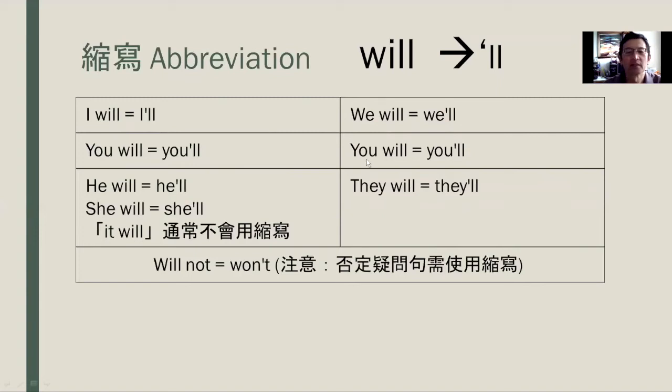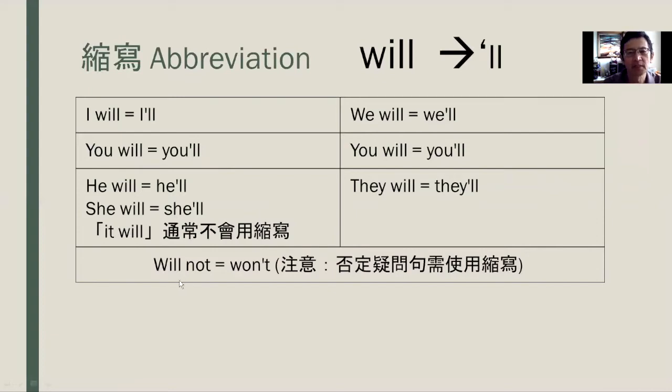The plural of that is the same. You will, or you'll. He will, he'll. She will, she'll. You can also say it will. They will, they'll. For it will, for an object, it'll be it'll, IT apostrophe LL.